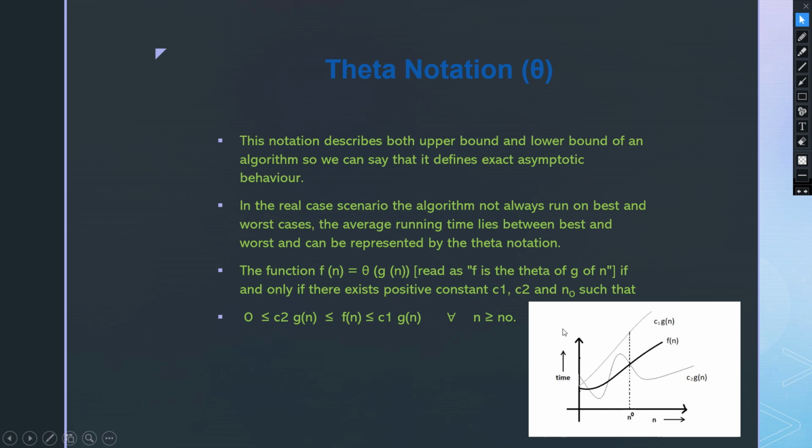So our theta condition covers the best case and average case scenarios, in which we can say that it is c1 into g of n plus c2 into g of n. This is the middle part of it, that's why it lies between the lower and upper bound. And we can say that theta gives us a broader spectrum of the running time complexity.